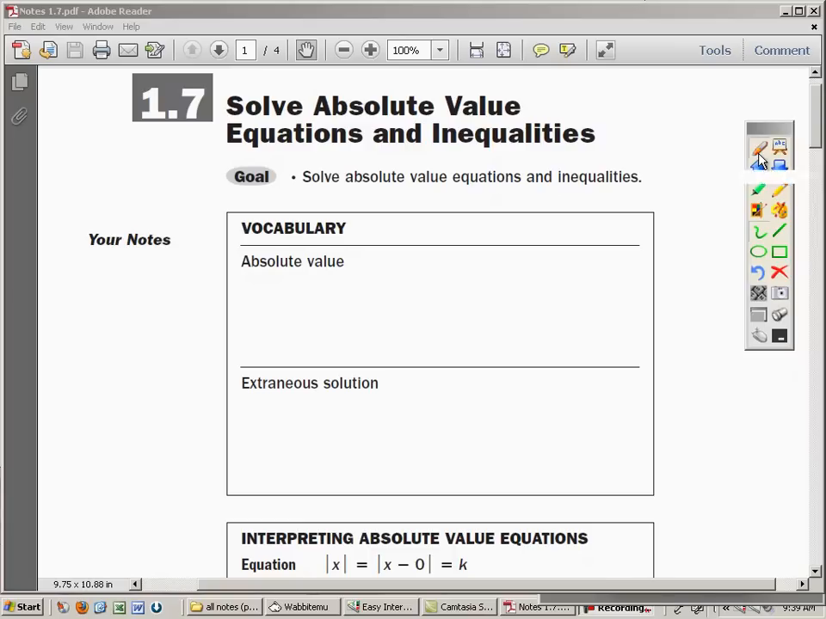So in our experience with solving equations, that's pretty straightforward. But we did just spend our last lesson talking about solving inequalities. And now we're going to take a look at what happens when we plug those into problems involving absolute value. All right? Now, the definition of absolute value is the distance from a number to 0.